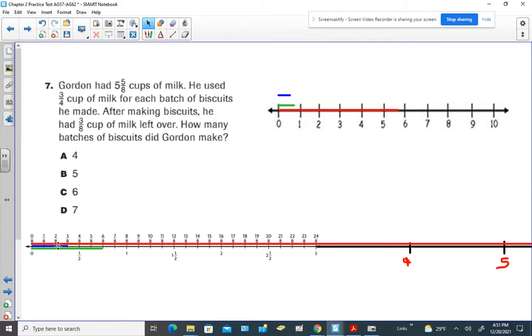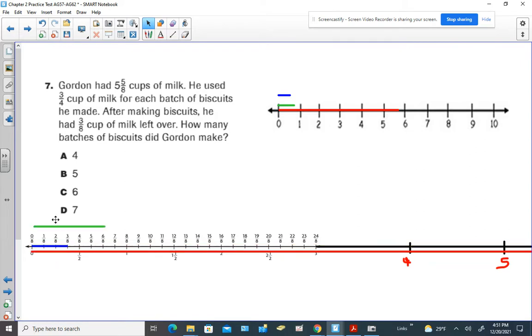So what we're trying to figure out, we have to have this amount left over, this amount right here. This is how much it is for one batch. One of the things that we have to consider is how many groups of this green line do we have, where we still have this amount left over. We do need to find out the difference between 5 and 5/8 and 3/8, so we can figure out how much was used, right? Because there's how much left over and there's how much used.